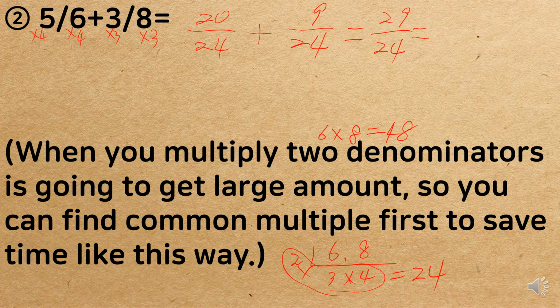It is also an improper fraction, so we need to make it a mixed number. 29 divided by 24 is 1. The quotient is 1. The remainder is 5. The quotient is the whole number, the remainder 5 is the numerator, and 24 is the denominator. So the final answer is 1 and 5/24.